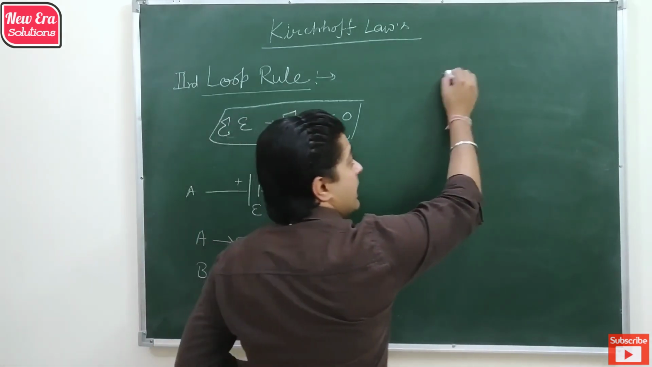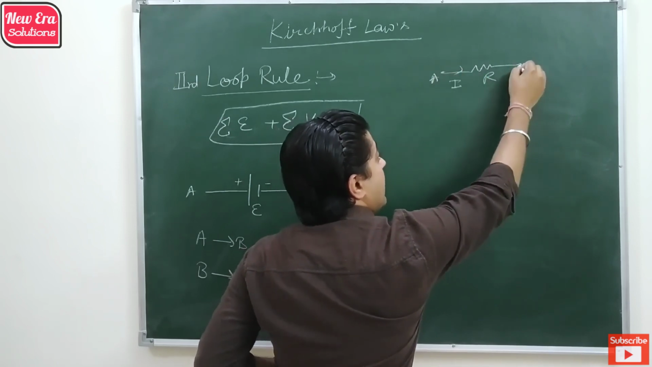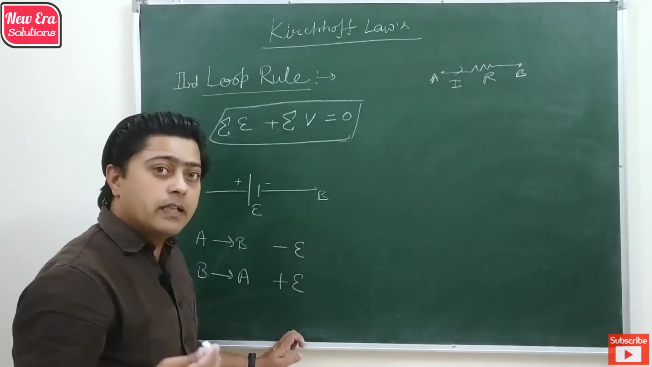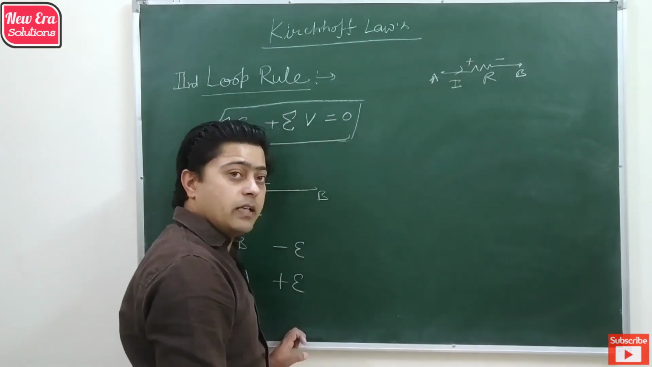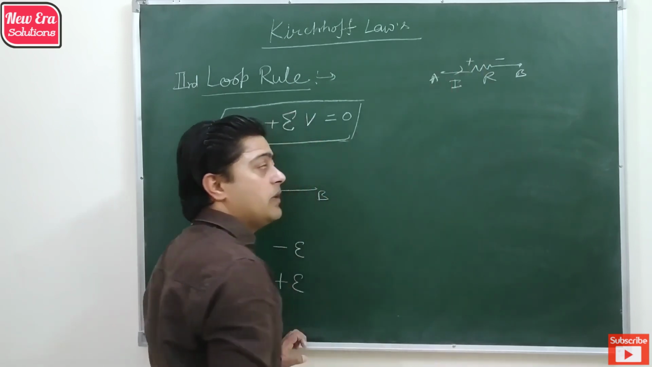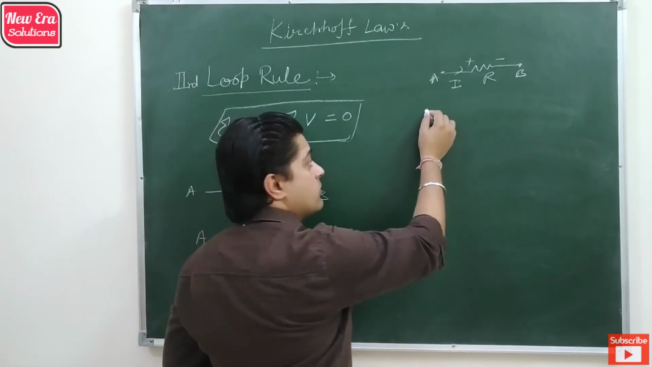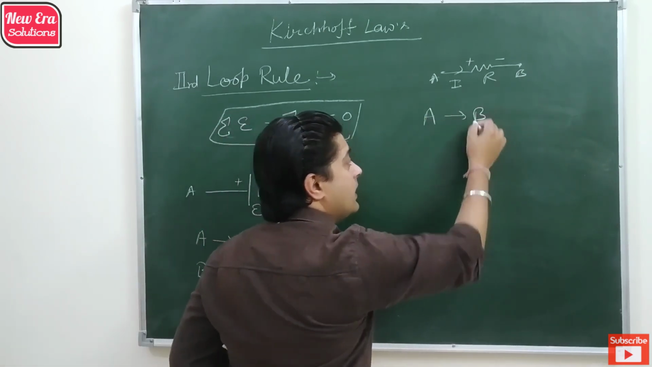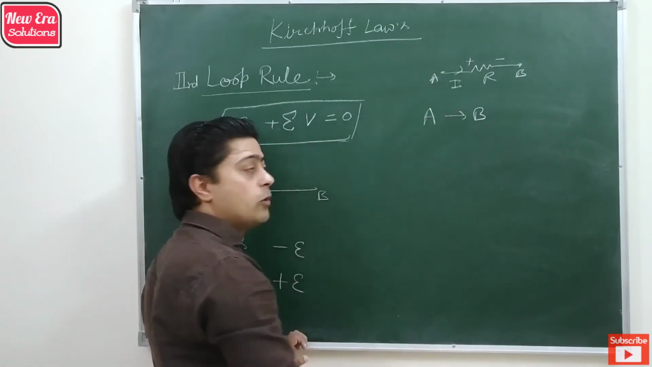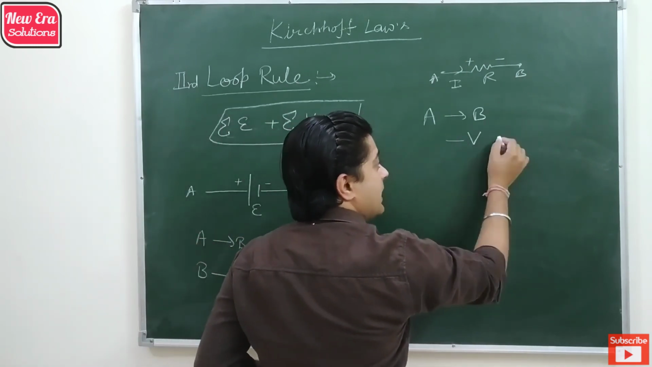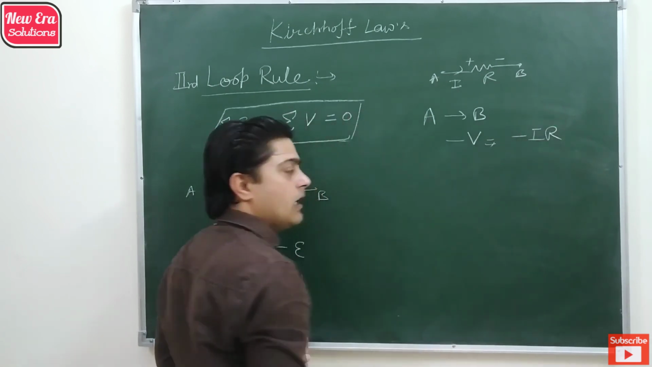Similarly, if you have a resistance through which a current I is flowing, connected between two terminals, then as we remember, current always moves from the positive to the negative side. That positive side behaves as the high potential terminal and the negative side as the low potential terminal. So if you are moving from A to B, in the direction of current, you are moving from high potential to low potential, so the potential is negative, that is minus IR.